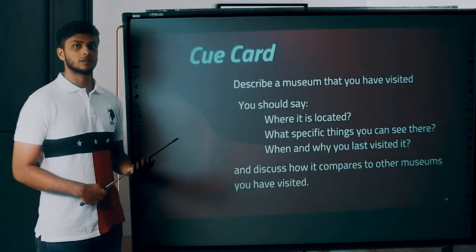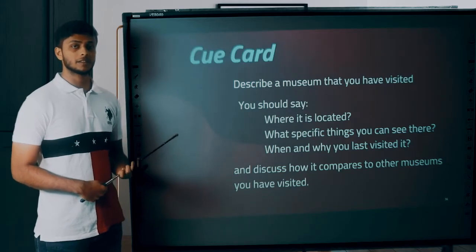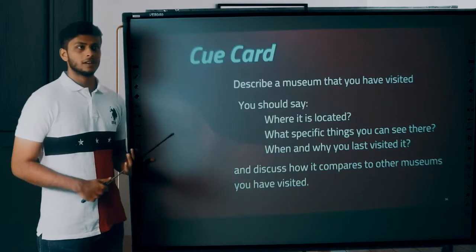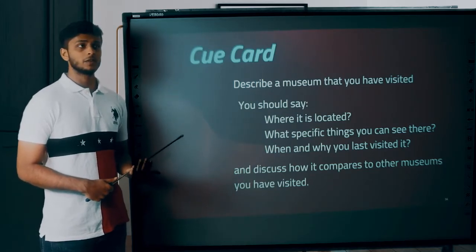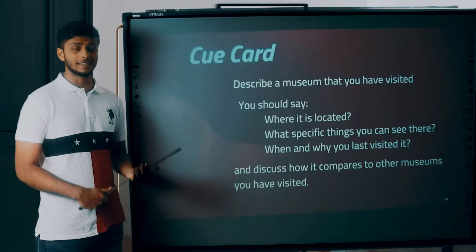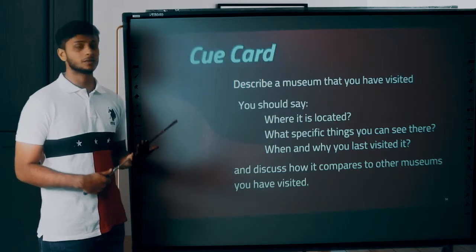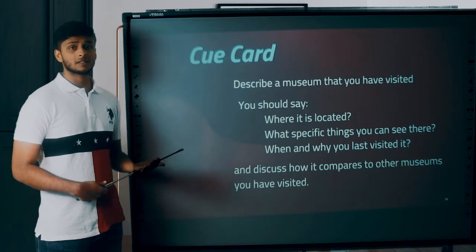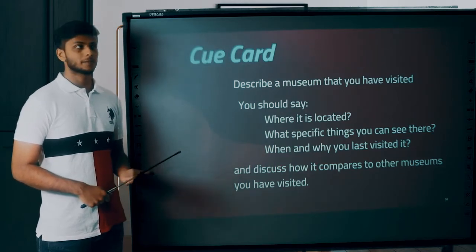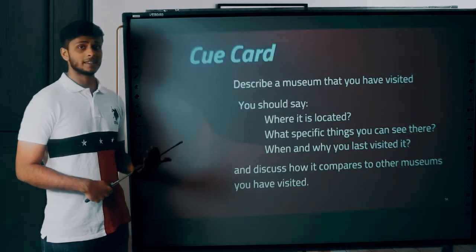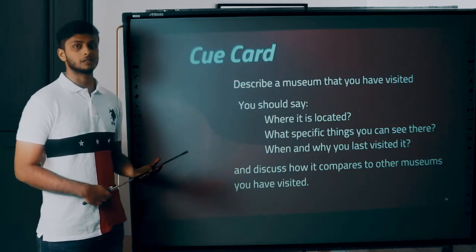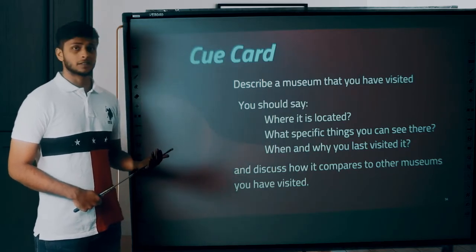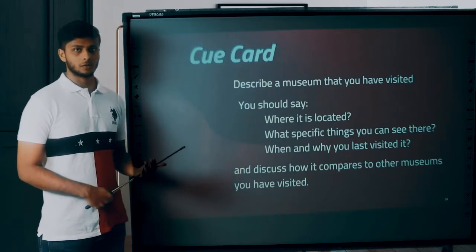Okay, so if this was your topic in part 2, then the topic in part 3 will almost certainly be about museums. Here, the examiner will give you an opportunity to discuss in depth some of the issues related to this topic, related to museums. So this is kind of like a conversation on abstract topics. So we should get acquainted with the types of questions you'll be asked in part 3 of your IELTS speaking test, because we need to understand the abstract questions.